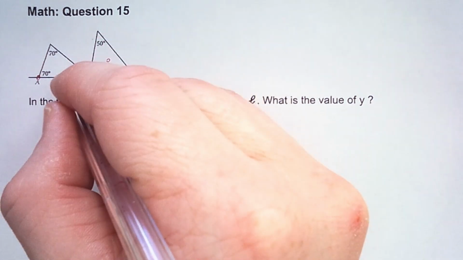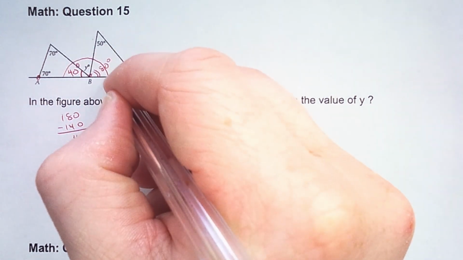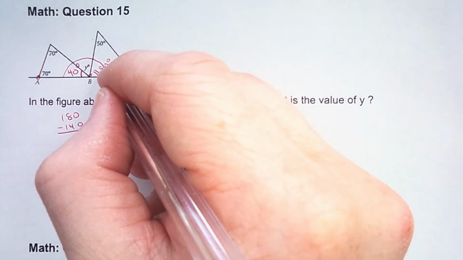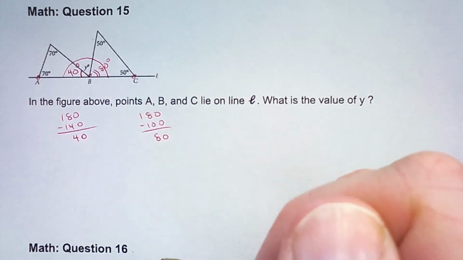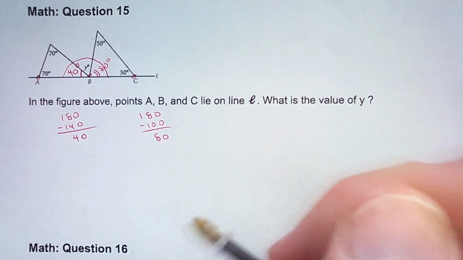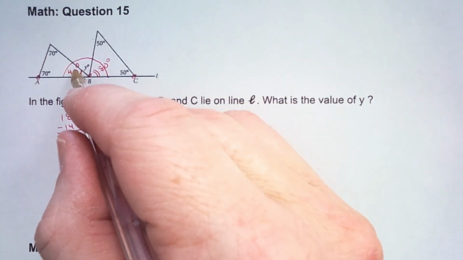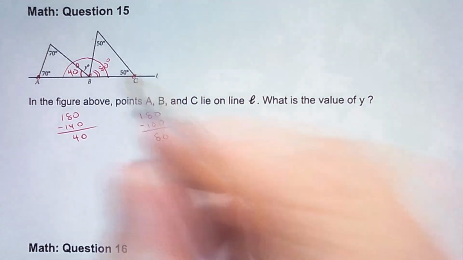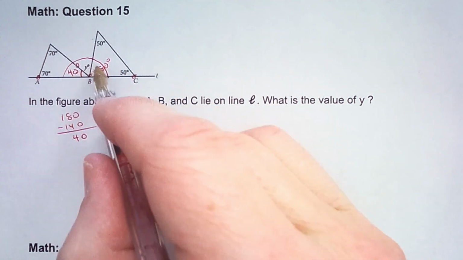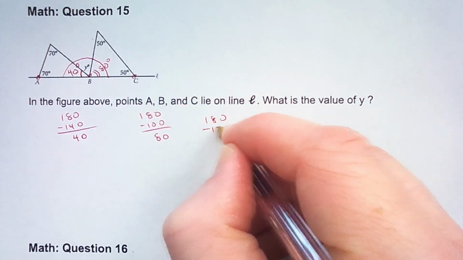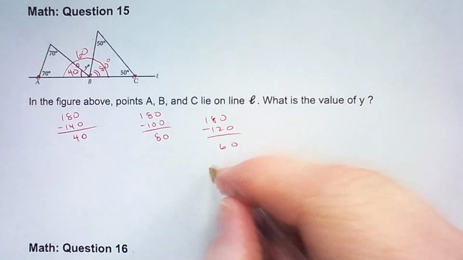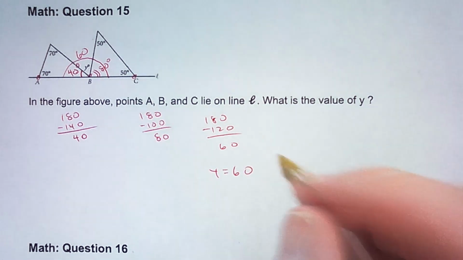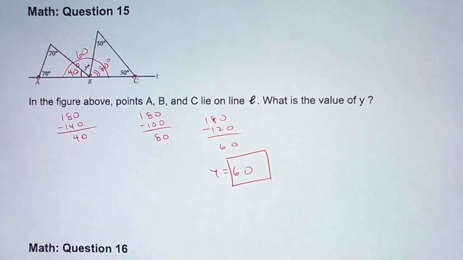Okay, now I know this is a straight line, and these 3 angles combined form that straight line. So 40, y, and 80 all make a straight line, which means they have to combine to make 180. So if I subtract 40 and 80 from 180, I'll get y. Now 40 and 80 makes 120. So 180 minus 120 is 60, which means there's a 60 right here. So y is 60. So in my grid, I'm going to put in 60.